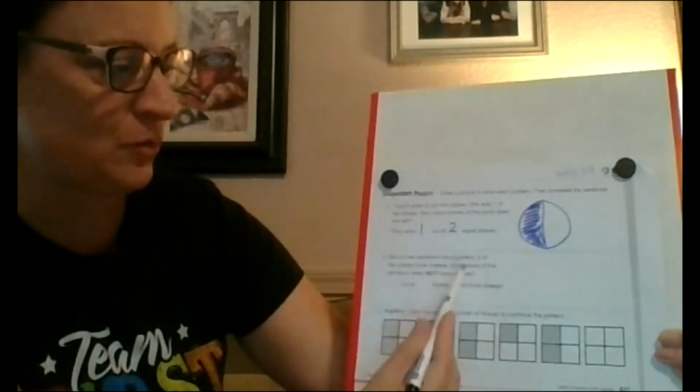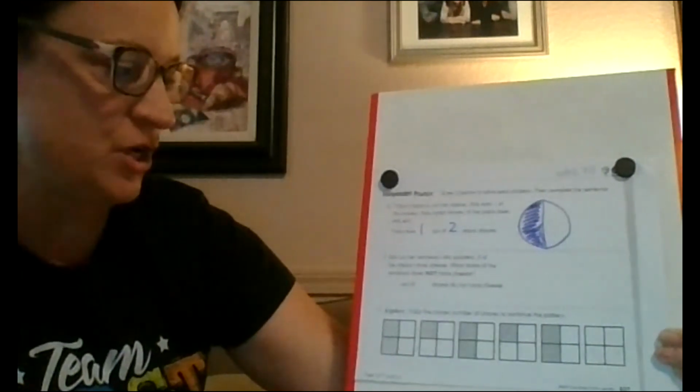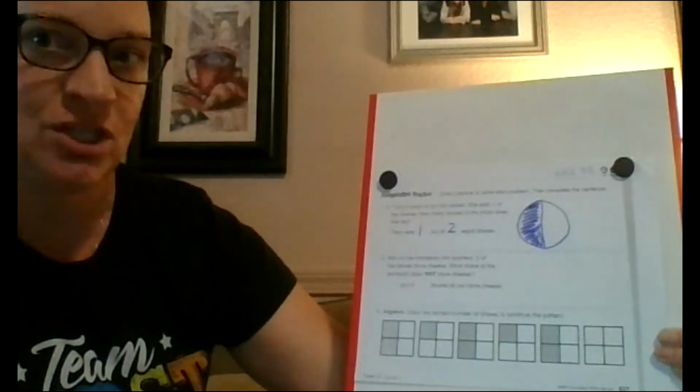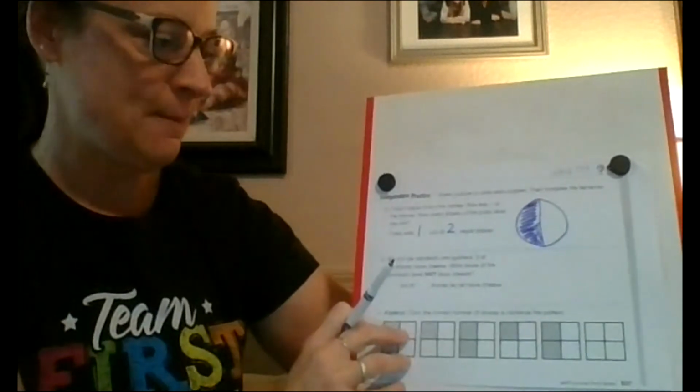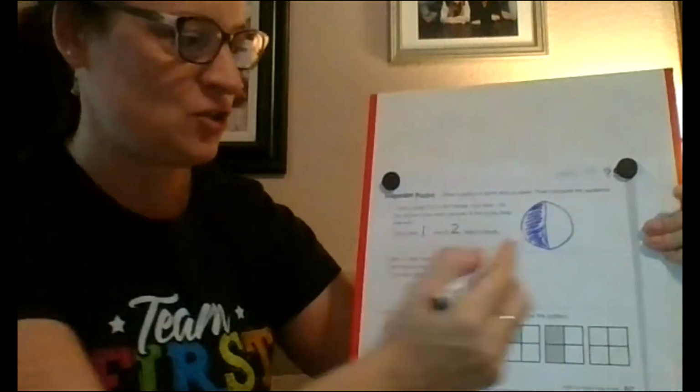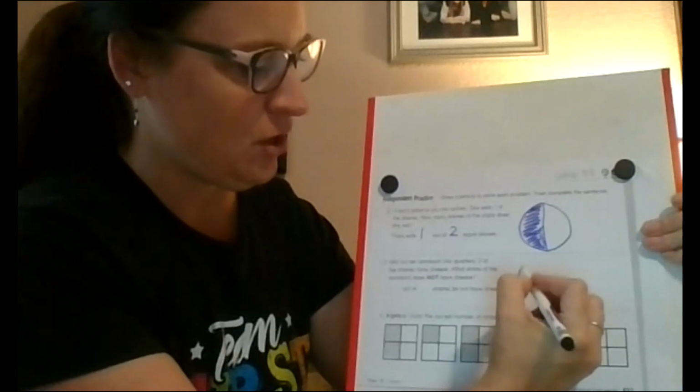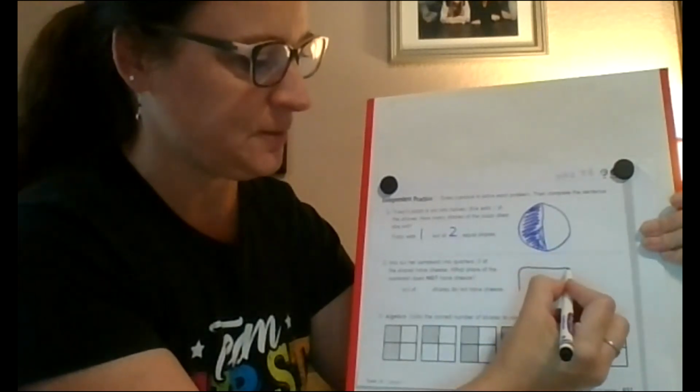Mia cut her sandwich into quarters. Remember, quarters are the same as fourths, so 4 equal parts. 2 of the shares have cheese. What share of the sandwich does not have cheese? So for this one, the picture will be very helpful. So I'm going to make a sandwich. I'm going to kind of make it a long one so my picture will work.